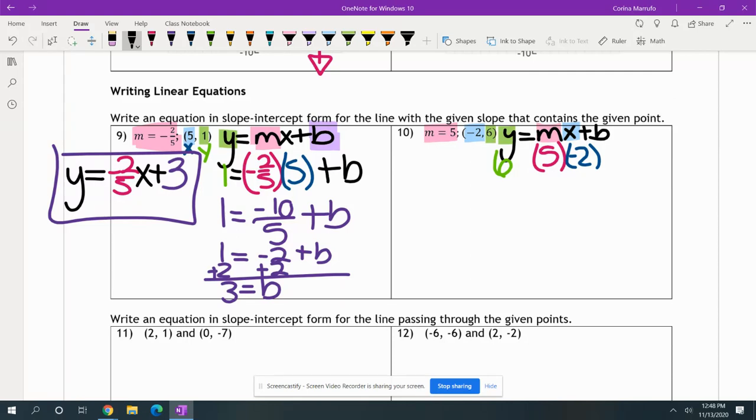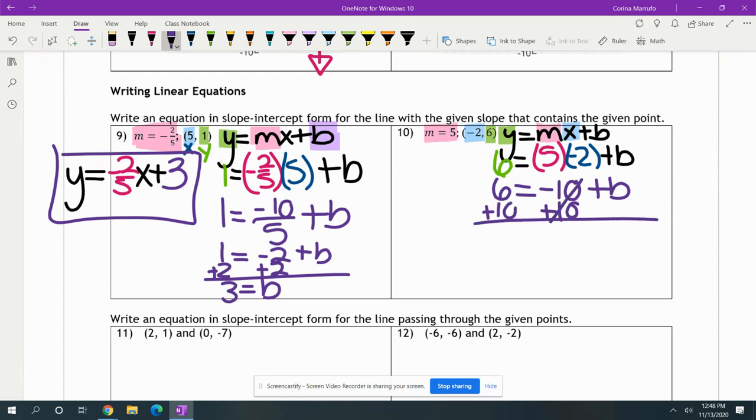So 6 equals 5 times negative 2. We don't know what b is. That's what we're looking for. So we can write the equation of our line. So here, we're going to get 6 equals 5 times negative 2 is negative 10 plus b. And then to solve for b, we need to move the 10 to the other side. And the way we cancel it out is by adding a positive 10 to it. It cancels. 6 plus 10 is 16 equals a positive b.